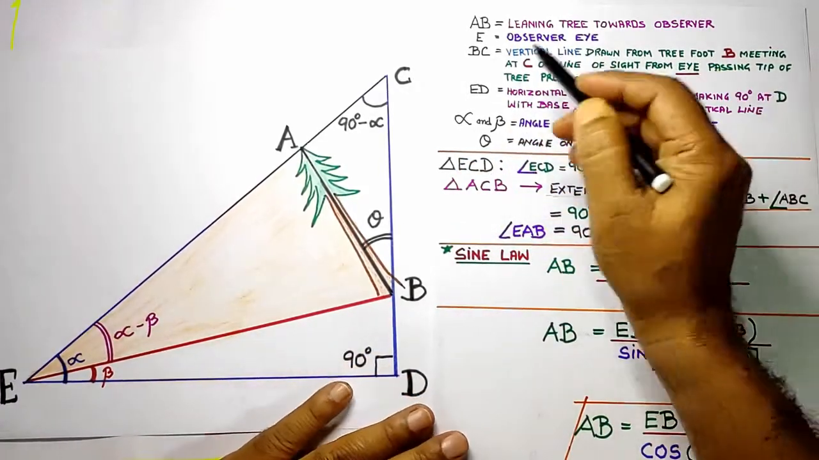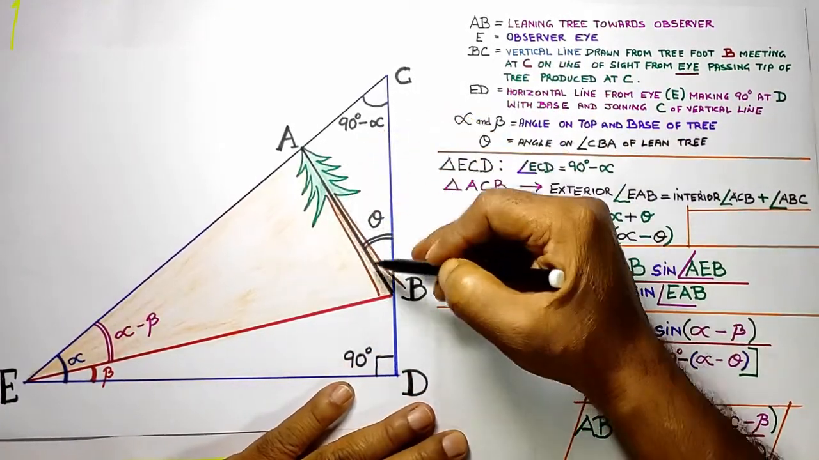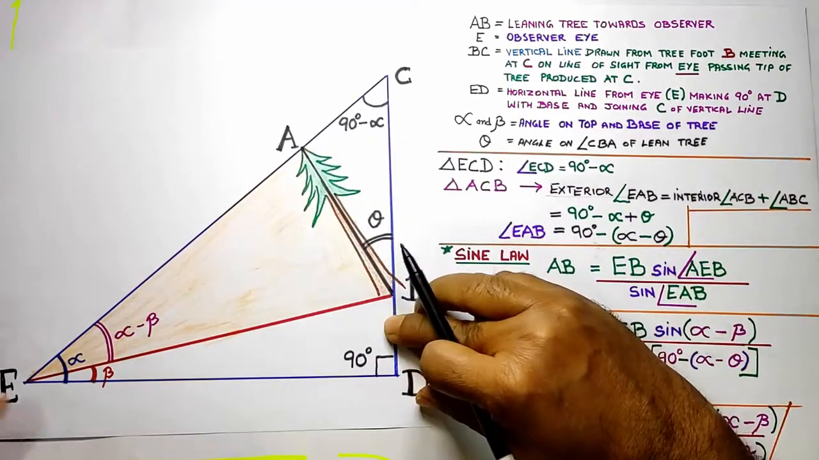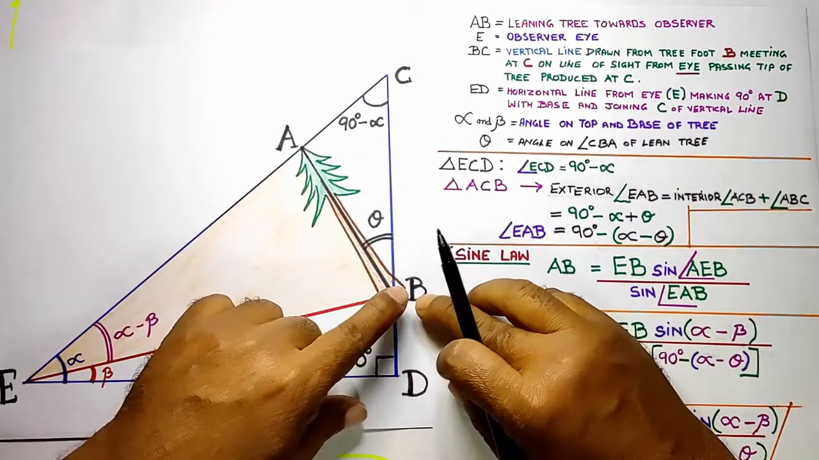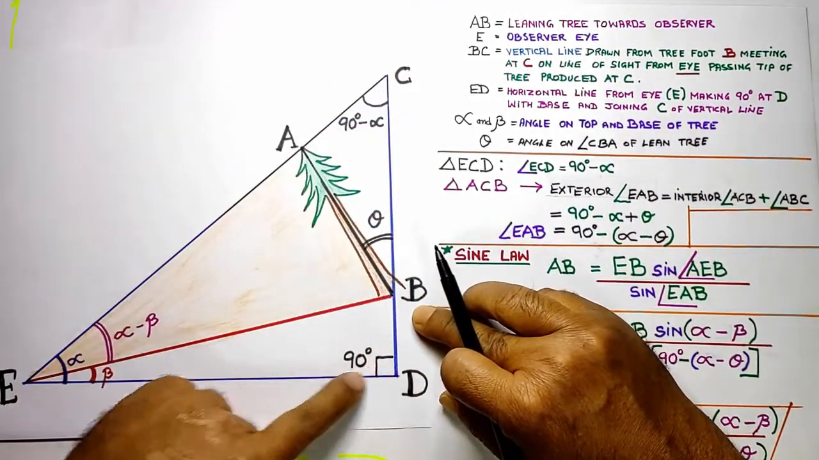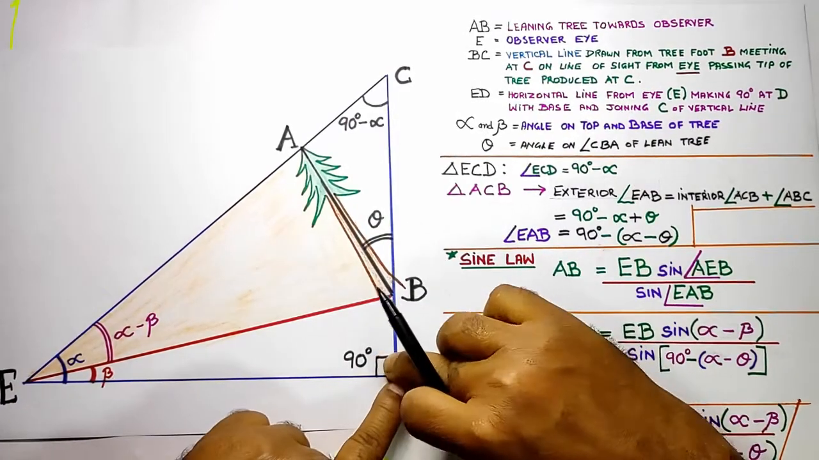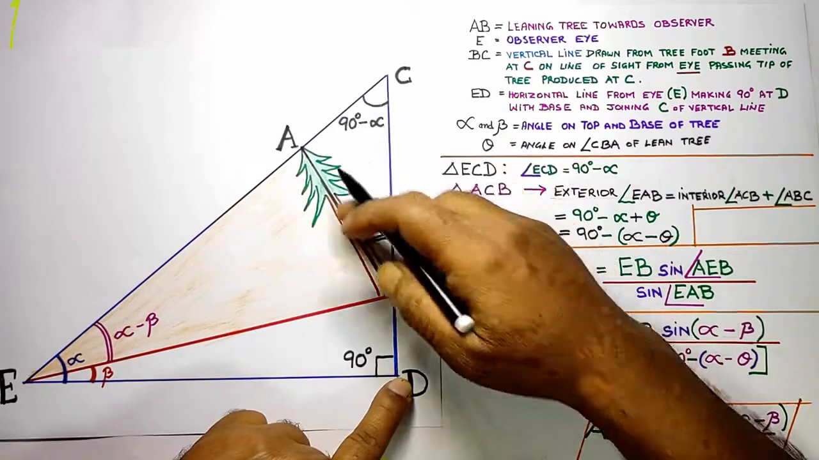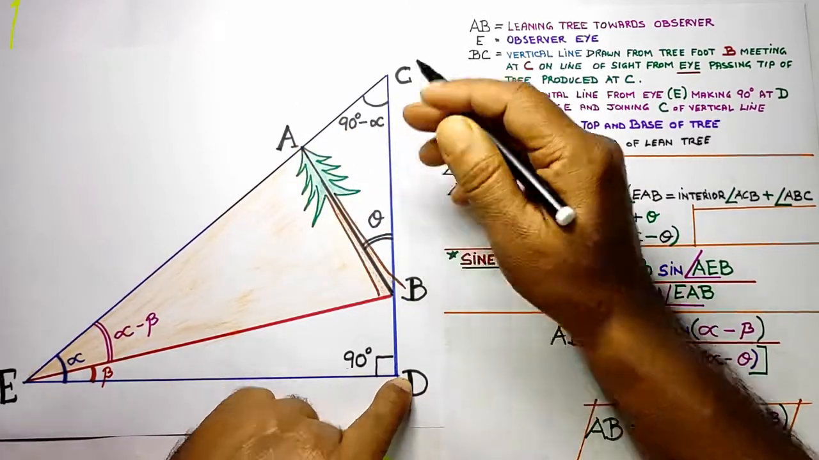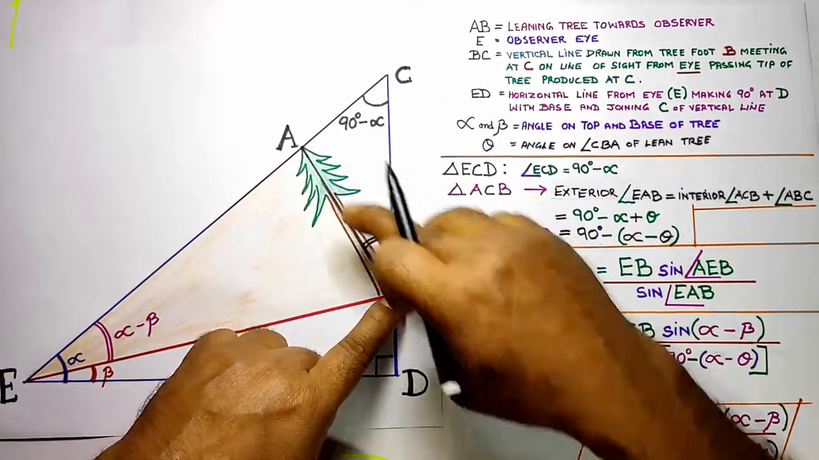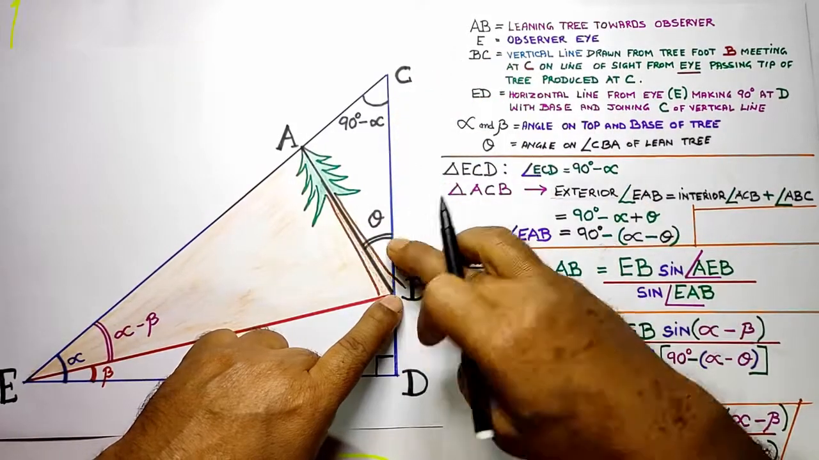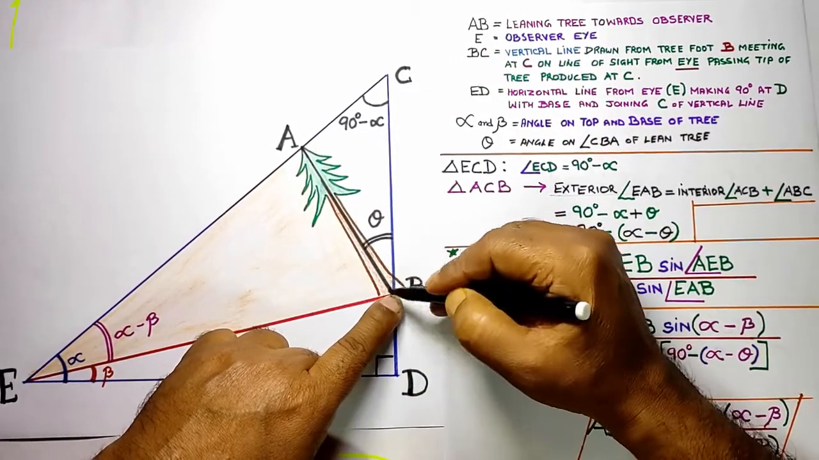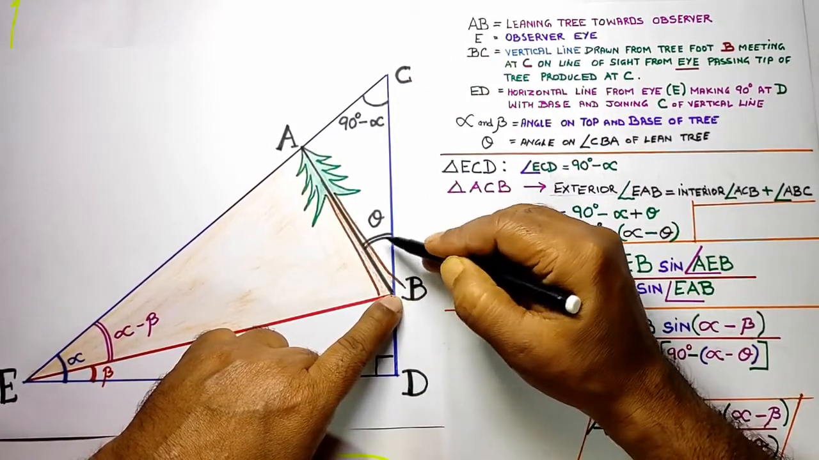Before the sine law, we'll just revise it. See, AB is the height, we need to find the height. This is the observer eye, this is the BC vertical line. At 90 degrees, when this is 90 degrees, then ECD is 90 minus theta, and this is 90 minus alpha. Then this ABC will be theta. This we can take from the device, the angle of the leaning tree, theta we can get.